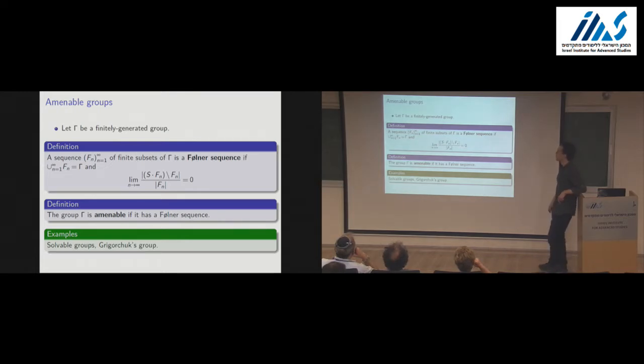So let gamma be such a group, and a sequence of finite subsets of gamma is a Folner sequence if, first, I want to exhaust the group, so the union needs to be all of the group, and second, it needs to have, as a sequence, zero isoperimetric constant. So what's written here? This is S, the finite generating set of gamma. S times Fn is everything you can get by starting from the finite set Fn and working with one generator.